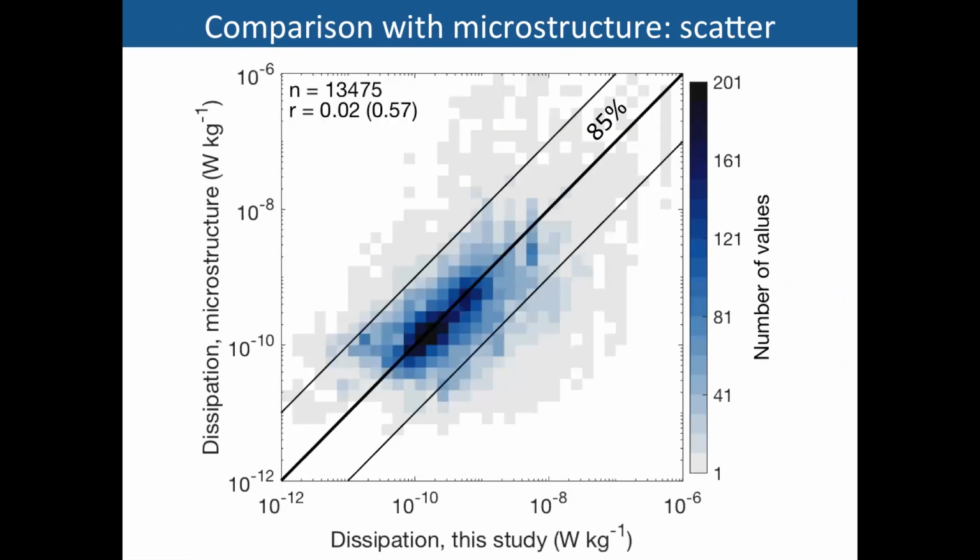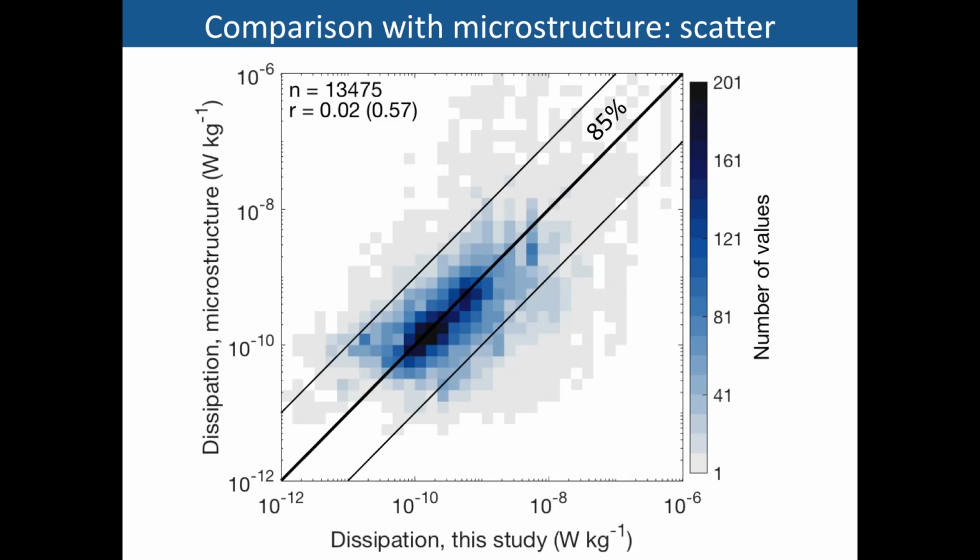Now, more quantitatively, if you take the 3D distribution of microstructure data that we compiled, and you compare it with the 3D distribution of the parameterized dissipation at the same locations, you get this scatter plot, or this 2D histogram here, which shows that you have a reasonable agreement given the patchiness in the data over a few orders of magnitude, a good correlation when you take the values in log scale, and basically 85% of values agree within a factor of 10.